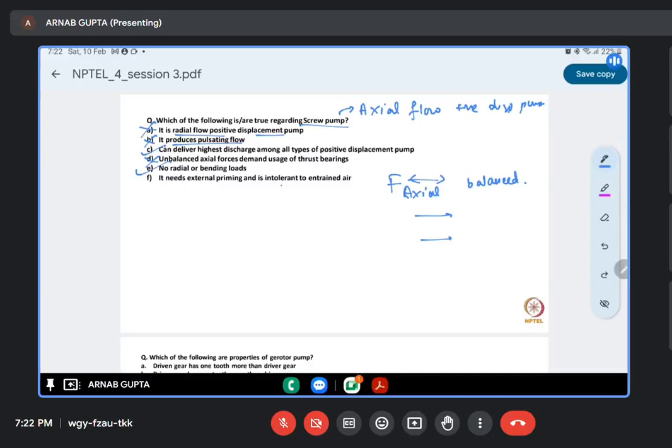It needs external priming and is intolerant to entrapped air. This is again incorrect. It doesn't require external priming. It is a self priming type of pump, and it can work if a certain amount of air is entrapped. But other types of positive displacement pump may not allow that. So these two options are correct.